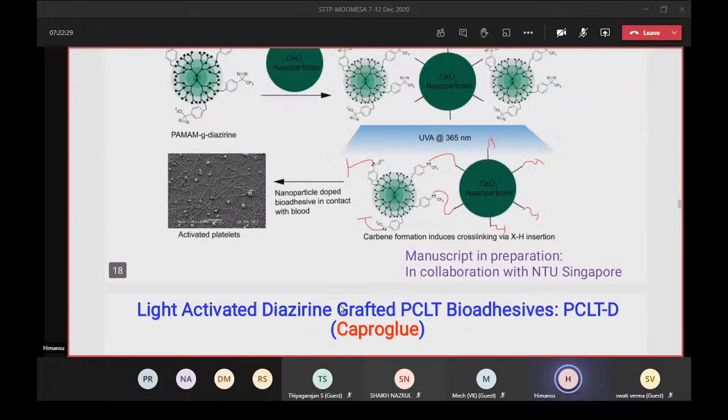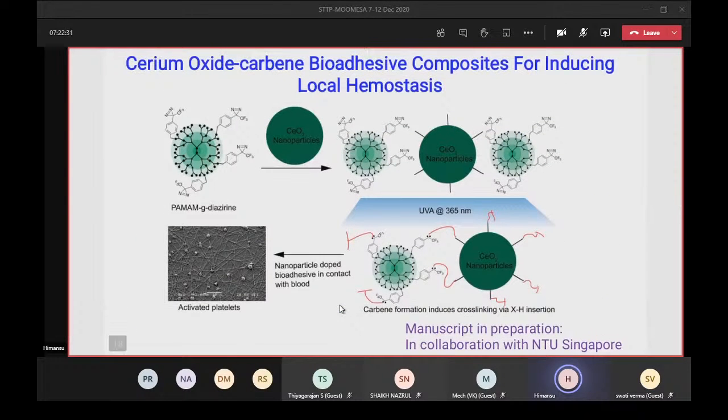But just to summarize, this is very promising in that you have a small cut and an instant bleeding, and you can directly apply this adhesive, seal it, and shine UV light in the UVA range, and you can get healed immediately. Local healing is possible.